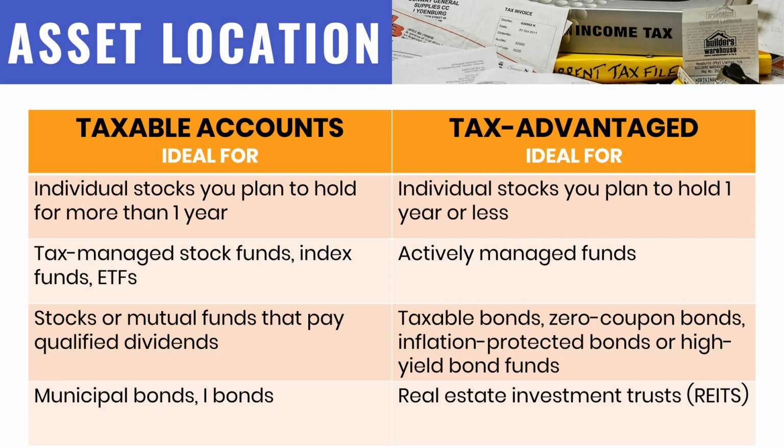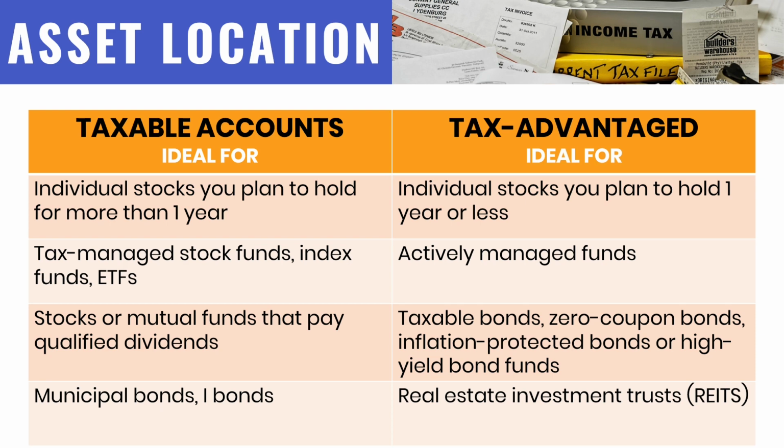Now on the flip side, what goes into tax advantage accounts? Tax advantage accounts are great for funds which are, as we said, tax inefficient. And in this case, you can also look at buying individual stocks which you plan to hold for less than a year, meaning you're going to be incurring short-term capital gains. You can put those into your tax advantage account because that's going to shelter those stocks from triggering major tax events for you.